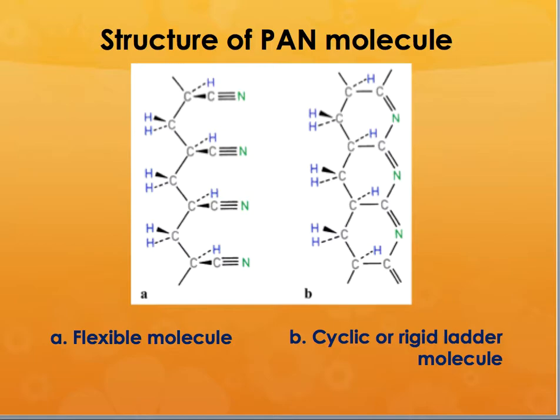So when you look at the structure of the polyacrylonitrile molecule itself, it has got several carbon bonds which are not filled completely, which is in the flexible form, and it has got triple bonds of carbon, nitrogen, etc. If you are taking the cyclic or rigid ladder molecule of polyacrylonitrile, it has got those benzene rings, and also the nitrogen bonds in double bonds with the carbon.